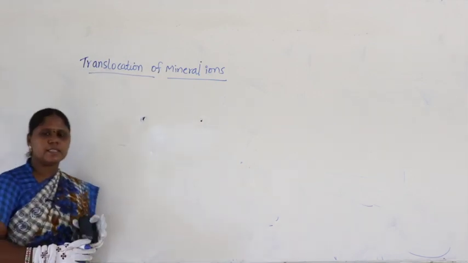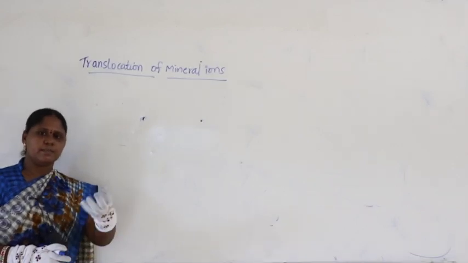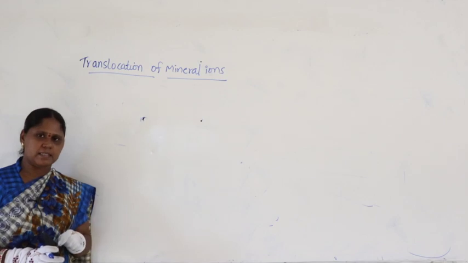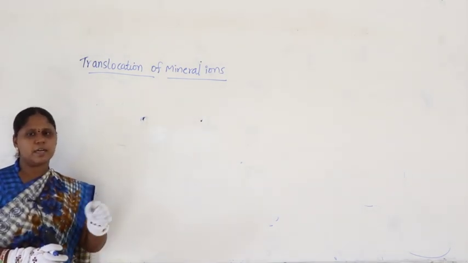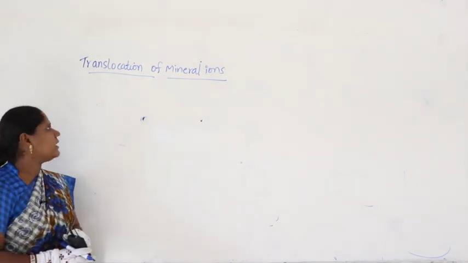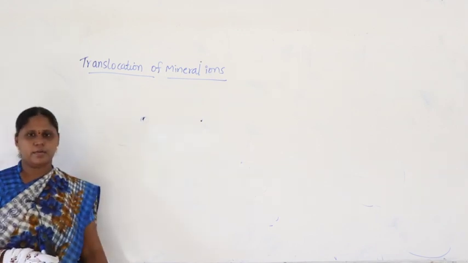For the last class we discussed very clearly uptake of mineral ions. Uptake means absorption of mineral ions. How? Not always by passive, sometimes active, sometimes osmosis, sometimes diffusion. You studied very clearly, remember that, right? Similarly, see how we can study about translocation of mineral ions.